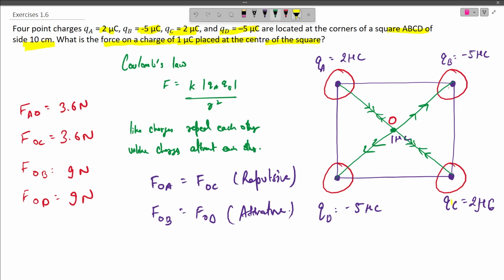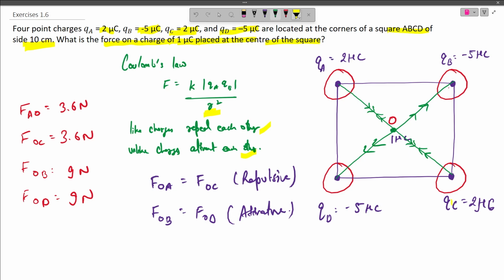And it also says that like charges repel each other, that is, if the charges have the same sign they will repel, and if the charges have opposite sign then they will attract each other, and R is the distance of separation between them. So individually we have to calculate the forces acting by all those 4 particles on this charge at the center.